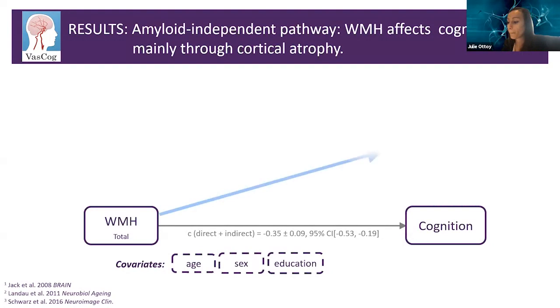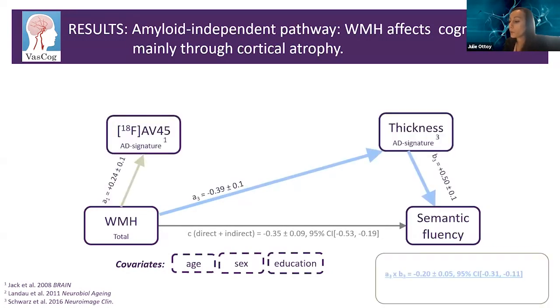Next. So this relationship was mostly due to the strong association between hyperintensity volumes and cortical atrophy, here nicely shown for semantic fluency as our cognitive outcome. In addition, we also found a significant indirect effect of hyperintensities on cognition via amyloid PET, but this PET had a lower effect size. Next, please.